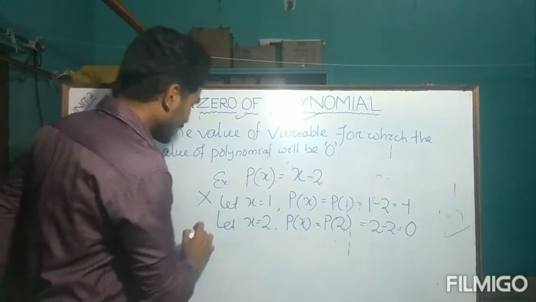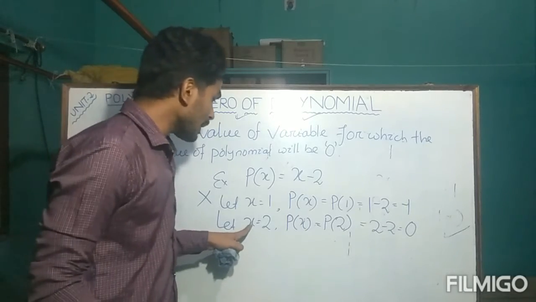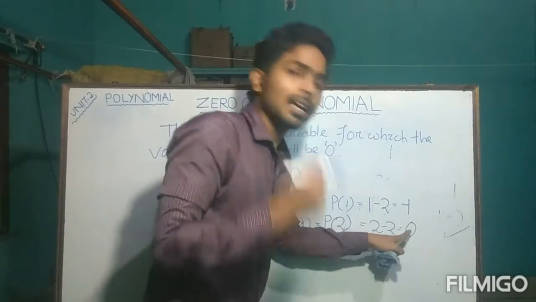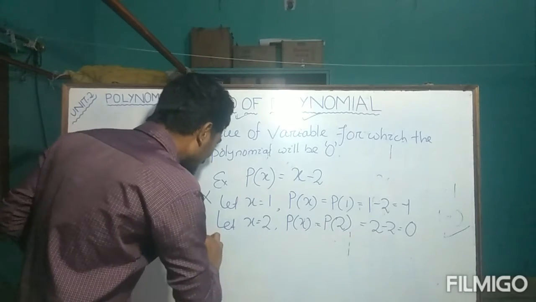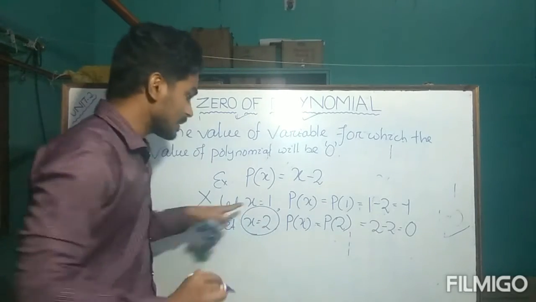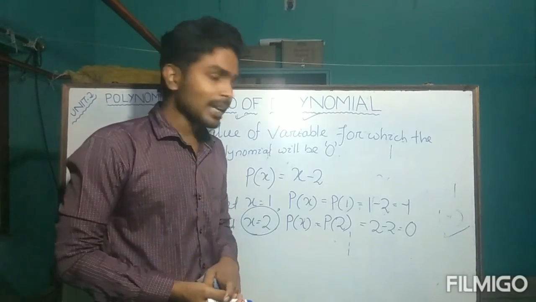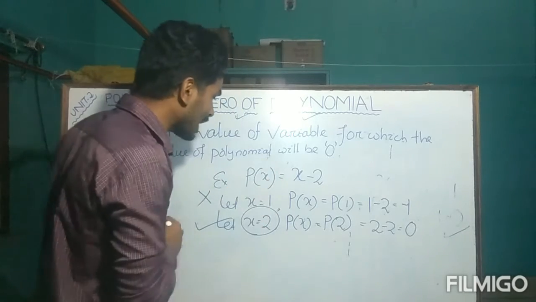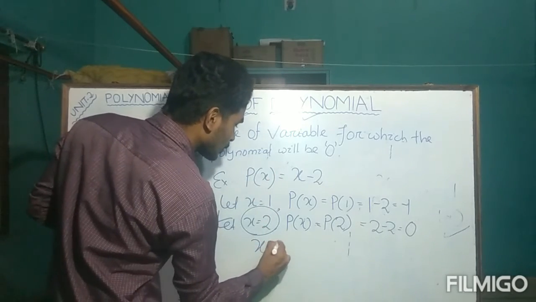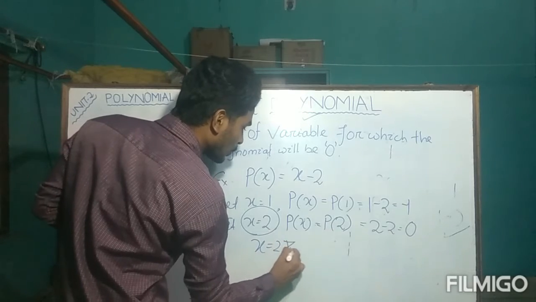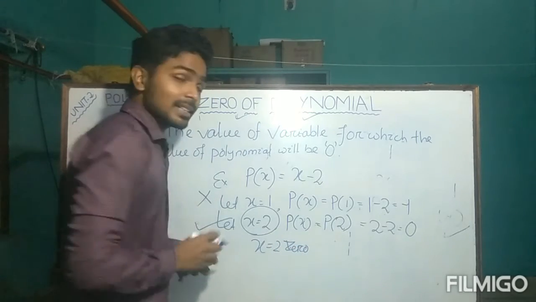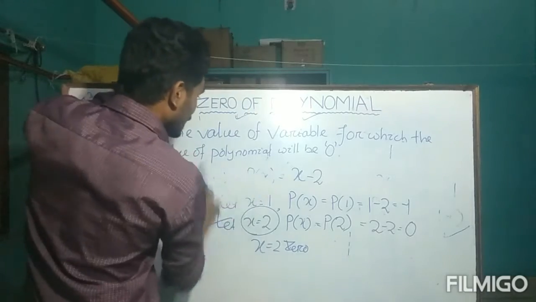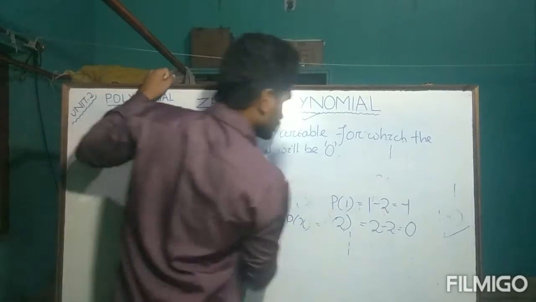So here, in the second case, the value of x will be 2, and for x is equal to 2 the value of the polynomial will be 0. That's why this is known as the 0 of a polynomial. If the question is asking us to find the 0 of a polynomial, then we can easily write that x is equal to 2 is the 0 of the polynomial. Clear? Let's take one more example.